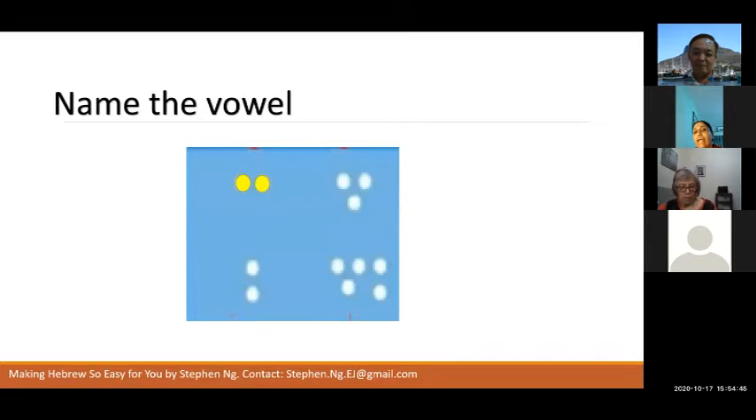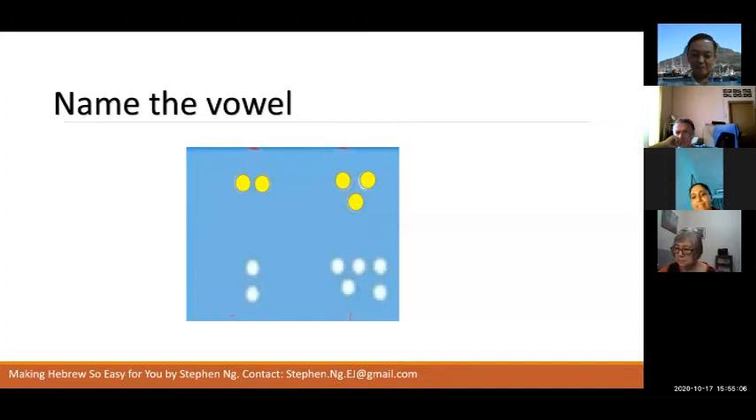The first one that is highlighted, somebody please. Tsere. The tsere, and it is the long A. I'm sorry, not E, but A. Next one. Segol. And it's a shorter E vowel. Segol. Okay. Shva. Next one. Shva. Yes.